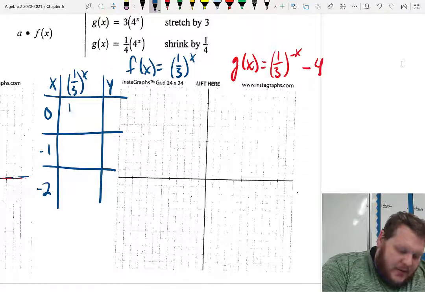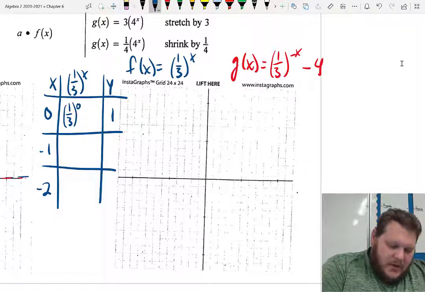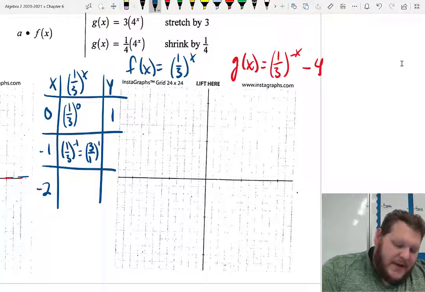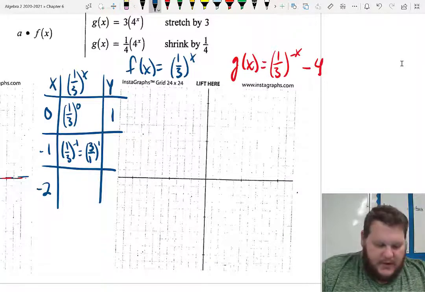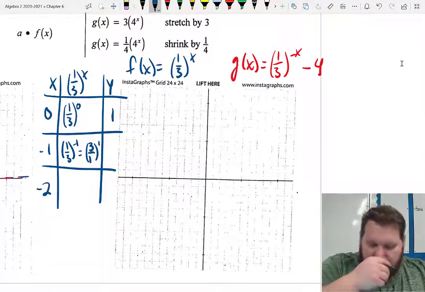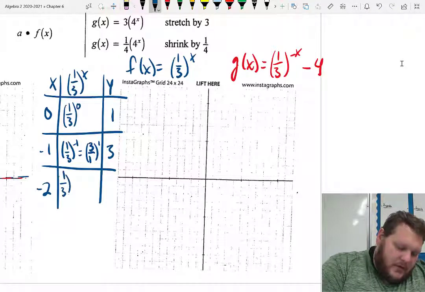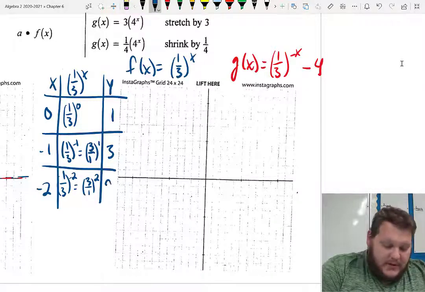Because now what's going to happen, 1/3 to the 0 still gives us 1, but 1/3 to the negative first makes this 3/1 to the positive first, because of exponent rules, right? Negatives flip them over. So that gives me 3. And then 1/3 to the negative second is the same thing as 3/1 to the positive second. So 3 squared is 9.